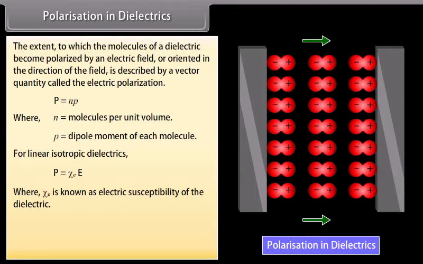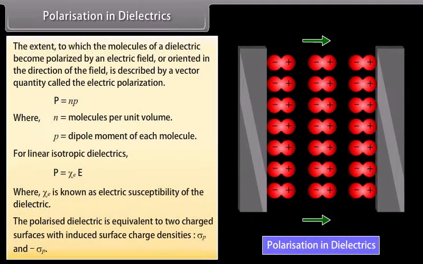of the dielectric. The positive ends of the dipoles remain unneutralized at the right surface and the negative ends at the left surface. The unbalanced charges are the induced charges due to the external field. The polarized dielectric is equivalent to two charged surfaces with induced surface charge densities, positive sigma P and negative sigma P.